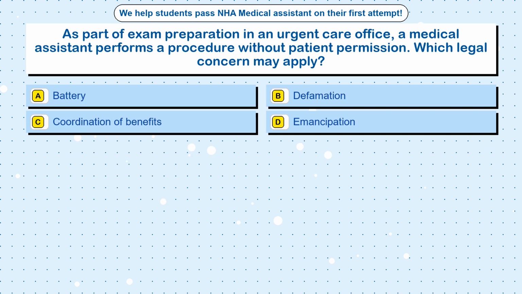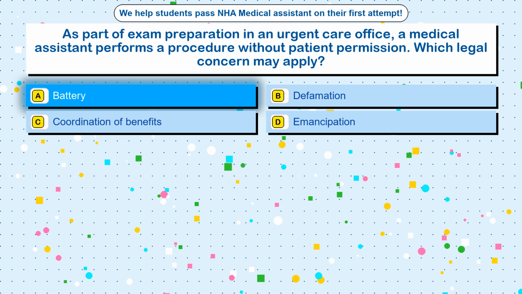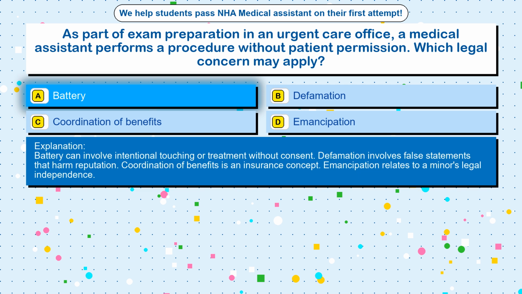Question 70. As part of exam preparation in an urgent care office, a medical assistant performs a procedure without patient permission. Which legal concern may apply? Option A, battery. Option B, defamation. Option C, coordination of benefits. Option D, emancipation. The correct answer is option A, battery. Battery can involve intentional touching or treatment without consent.